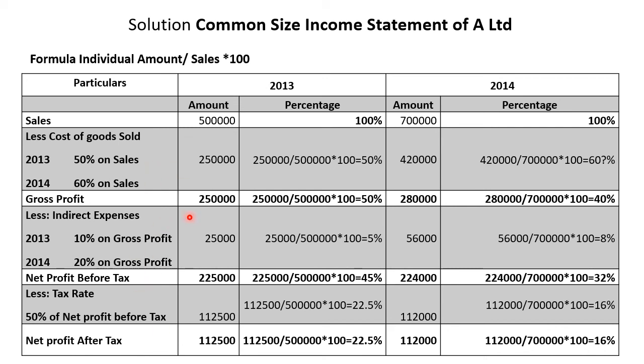That is one thing. Next, an important point to remember is that sales is always 100%. In both cases sales will be 100%. Next, when I do the percentage calculation for 2013, I'll be taking only the information related to 2013. For example, cost of goods sold, 2,50,000 divided by 5 lakh. The information is in this column. So what will I do? It is 2,50,000 divided by 5 lakh into 100, so that is 50%. That's how the calculation is done.